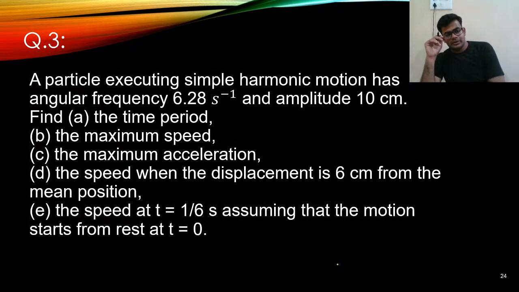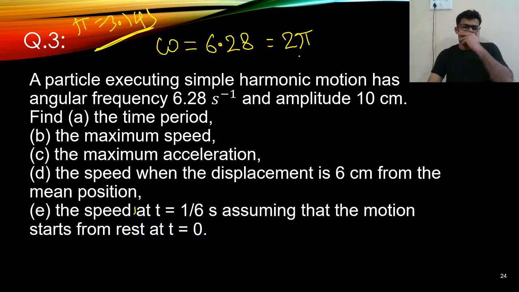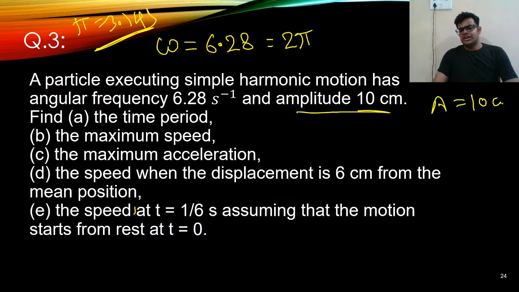Question number 3. A particle executes simple harmonic motion with this angular frequency. My dear friend, in this question, what is given? Angular frequency omega is given. That is 6.28. So you know one thing. This is 2 pi. You know value of pi is what? Value of pi is 3.14. So it is double of that. So omega is equal to 2 pi. Amplitude capital A is given, 10 centimeter.